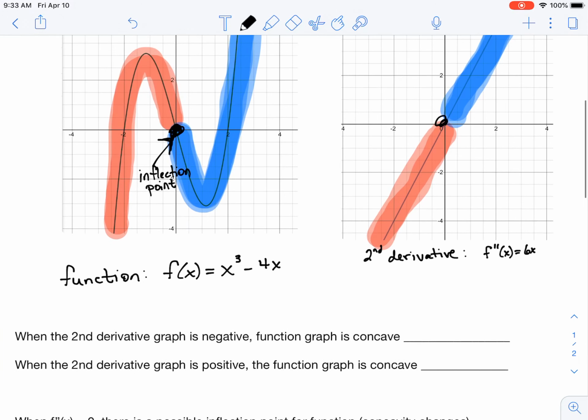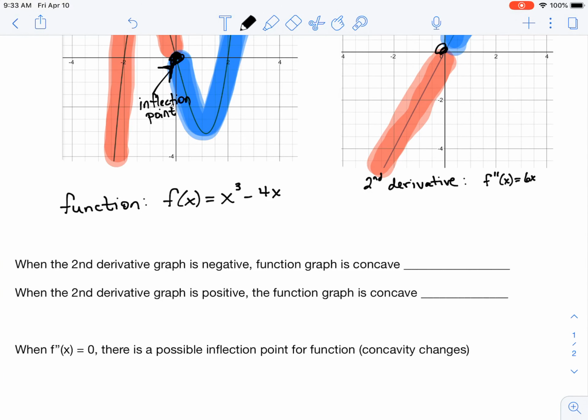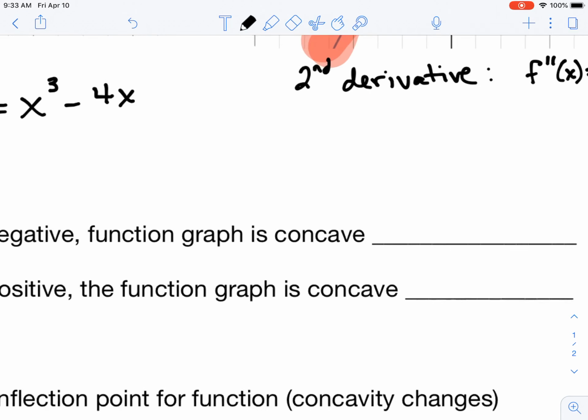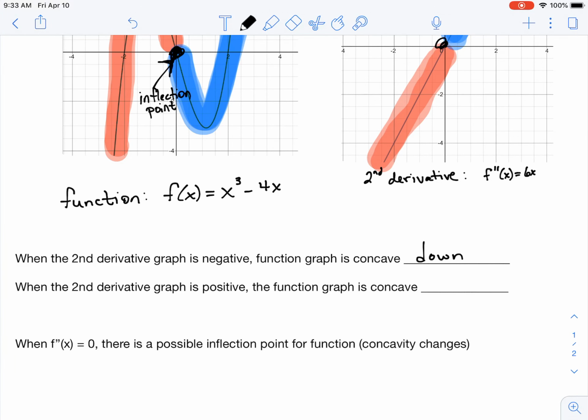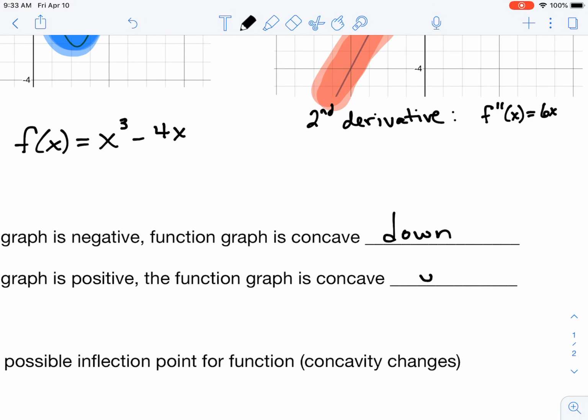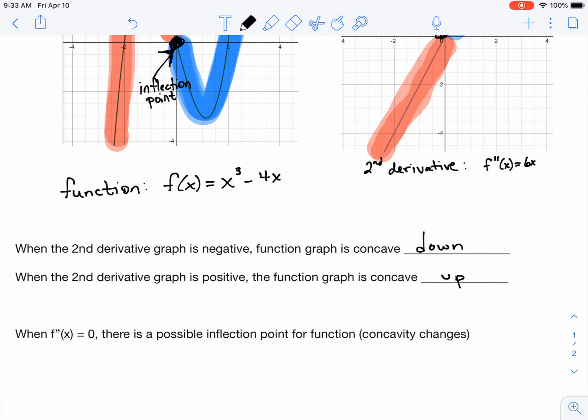So the most important thing is what I typed out here. When the second derivative graph is negative, the function graph is concave down. And when the second derivative graph is positive, the function graph is concave up. Okay? When the second derivative is 0, there's a possible inflection point for the function. In other words, the concavity would change at the inflection point.